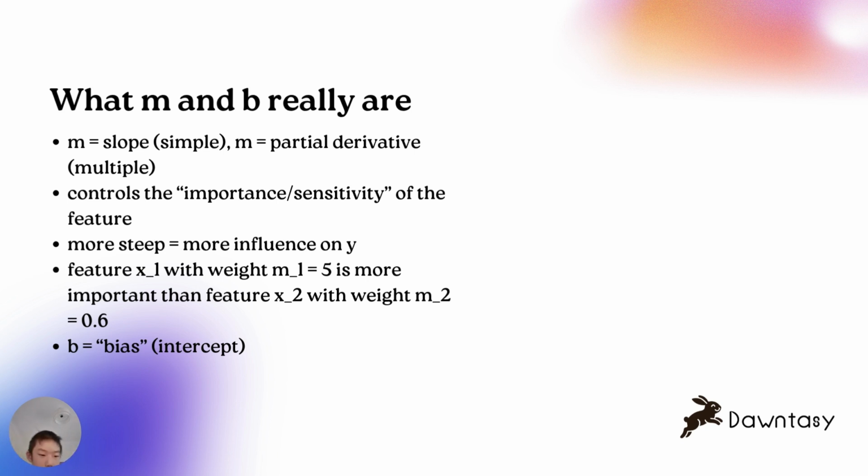Imagine a feature x1 with weight m1, and imagine that had a weight of 5. That would be much more important than a feature with, for instance, a weight of 0.6, because the weight is naturally larger. And because the partial derivative or the slope for that specific feature is much steeper, much higher, it's more sensitive in terms of y, so it has more influence on it. The bias or b is basically the y-intercept. It's the baseline value if everything else was kept 0.